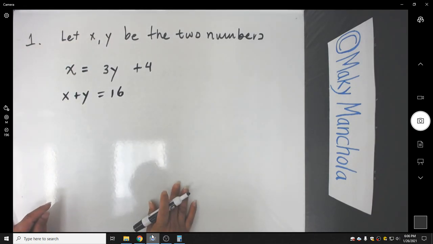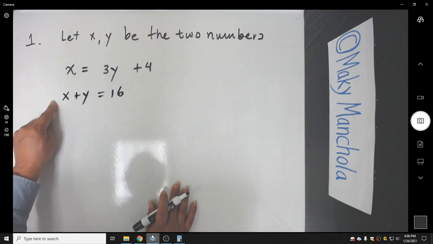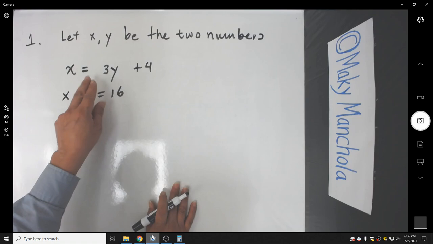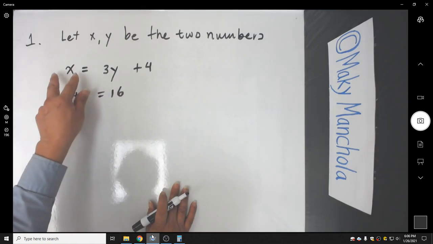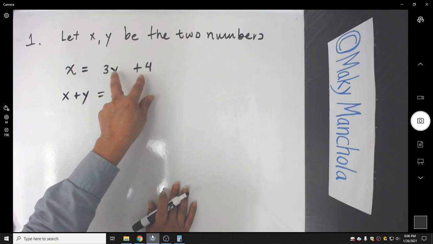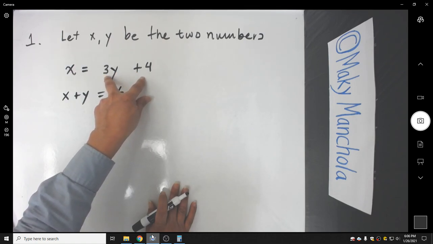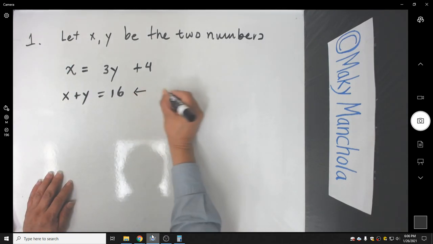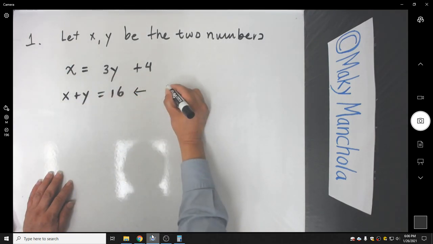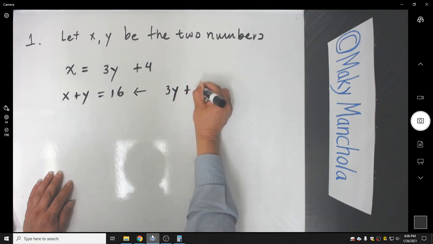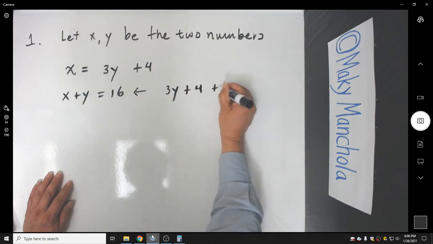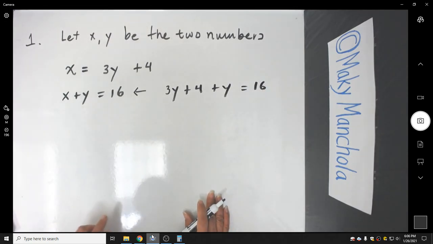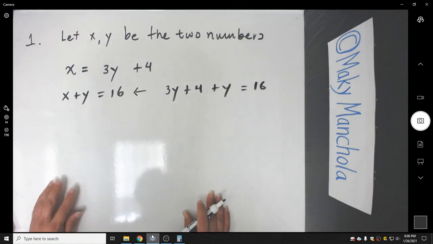Now we have a system of two linear equations in two variables. We know how to solve this. Observe that here we can use the substitution method. We know that x equals 3y plus 4. We can take that and replace it for x in the next equation. So we get that x, which is 3y plus 4, plus y equals 16. This allows us to solve for y.